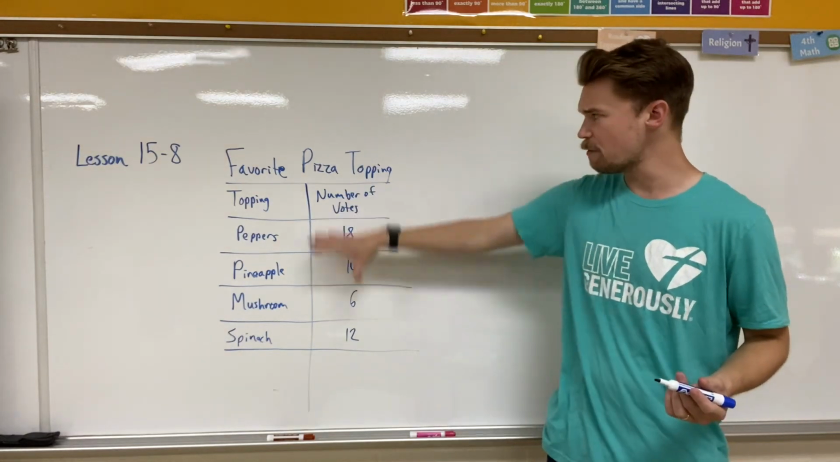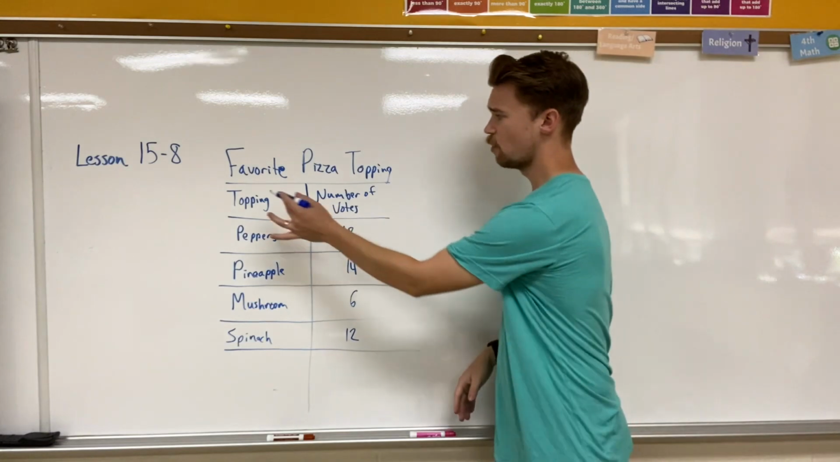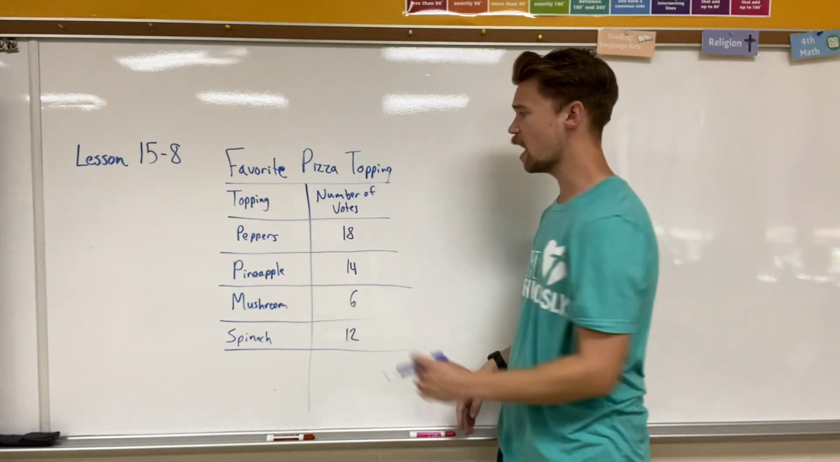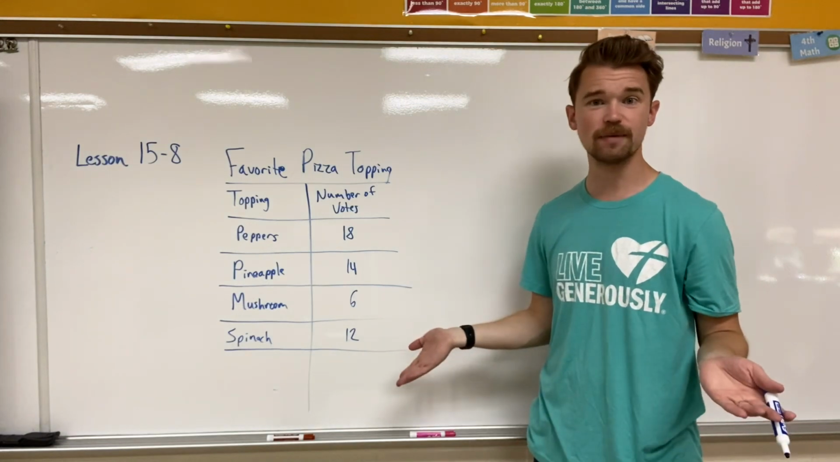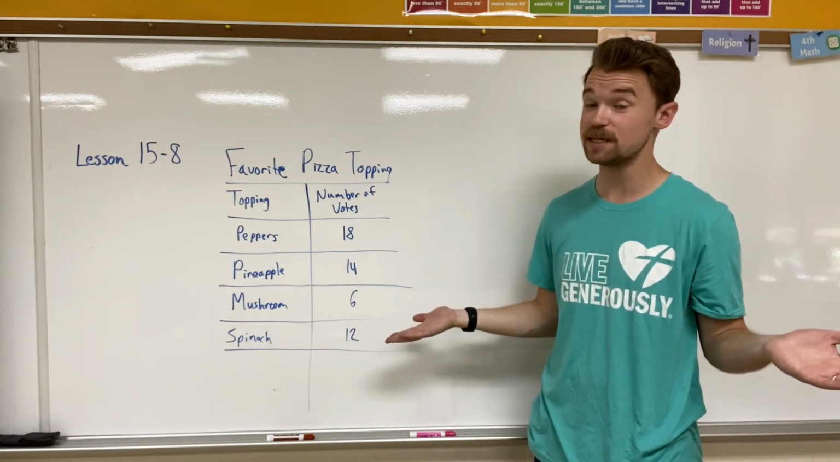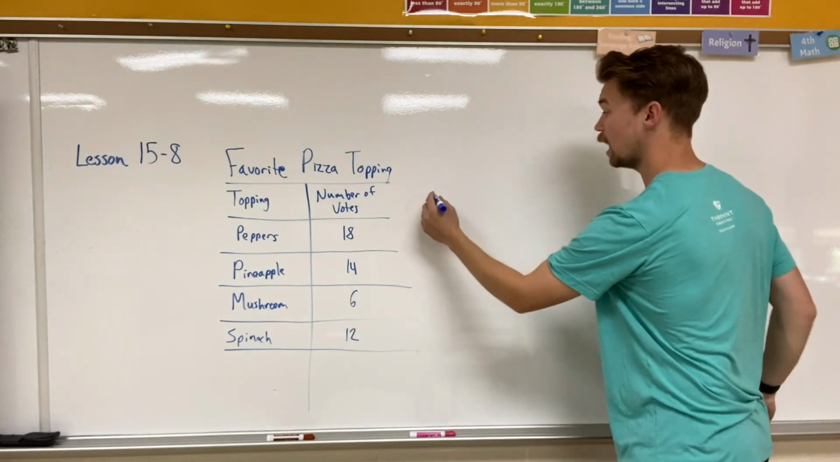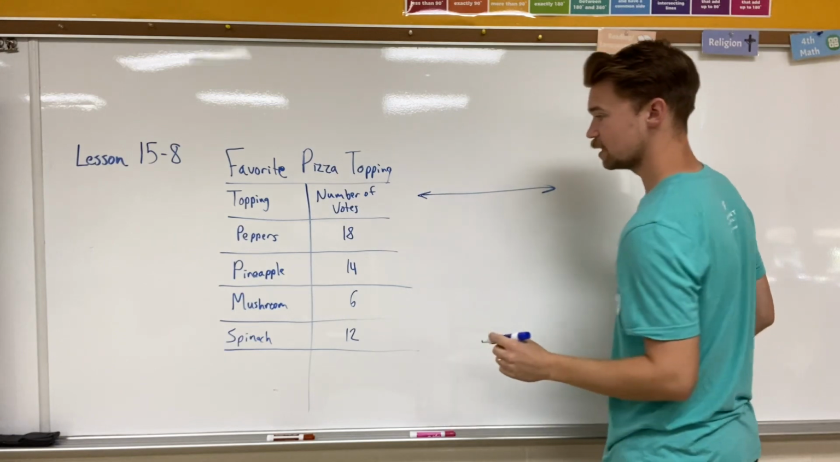And so I have a bunch of information right here. Favorite pizza toppings. I have different types of toppings right here, and I have the number of votes for that topping. What do you think would be the best way to show this information? Now, some of you might be saying, oh, do a line plot. Well, I could do a line plot, but I'm going to show you what the problem is.